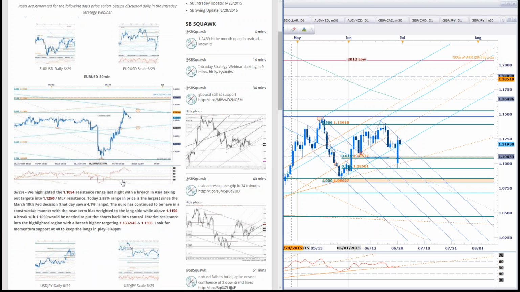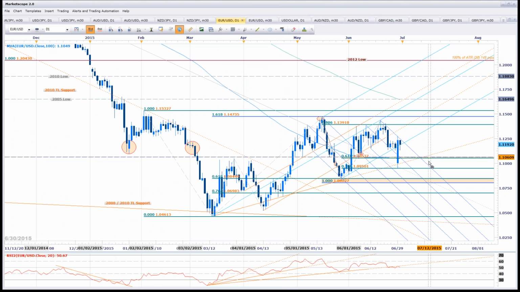The range that we had on the euro yesterday was 2.88%. That's the largest range that we saw since the March 18th Fed decision, which posted a range of 4.1%. Why is that important? It's just added facts to help with conviction. But if we go back and look at what happened on March 18th, that was pretty much the birth, for lack of better words, of this reversal trend to the upside, right?